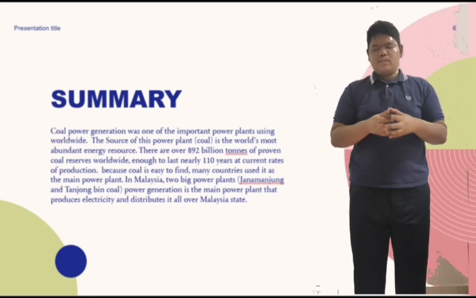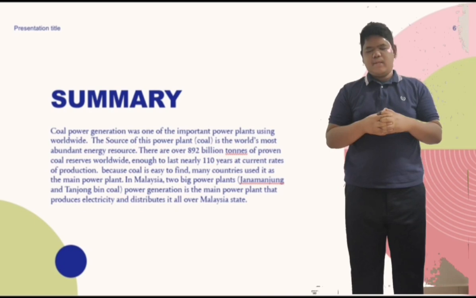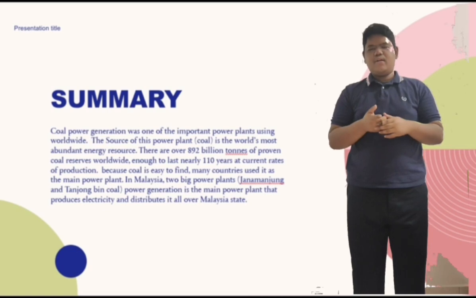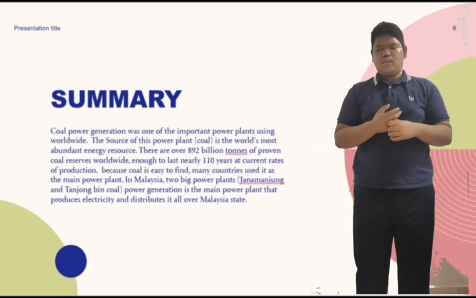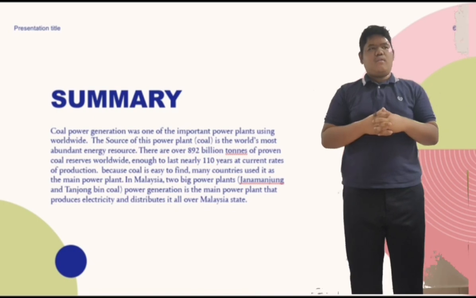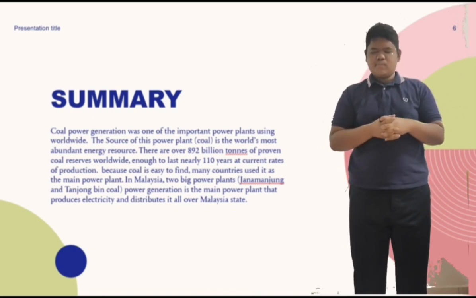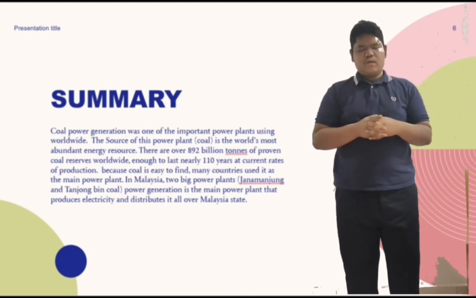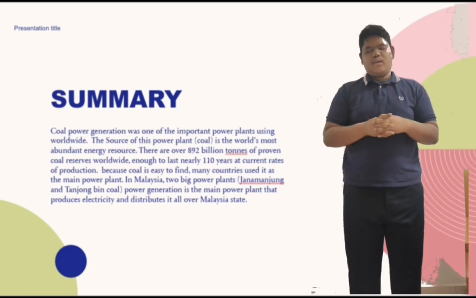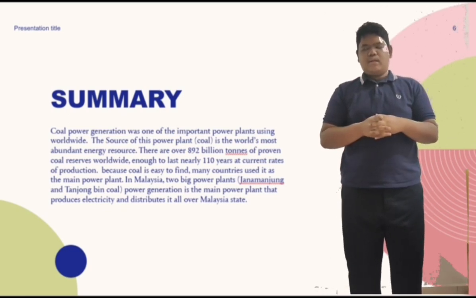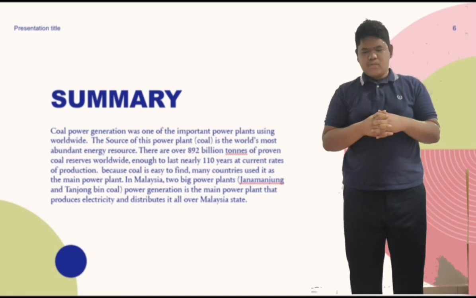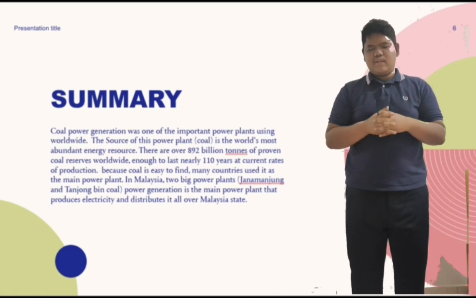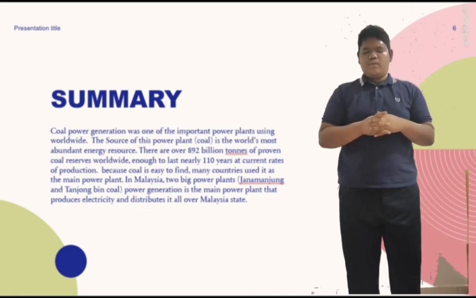Because coal is easy to find, many countries use it as a main power source. You have China, South Africa, and India as examples that use coal for their main power plants. In Malaysia, we have two big power plants, which are Jana Manjung, located at Ipoh, Perak, and Tanjung Bin, located in Johor. These power generation plants are the main plants that produce electricity and distribute it all over the Malaysian states.